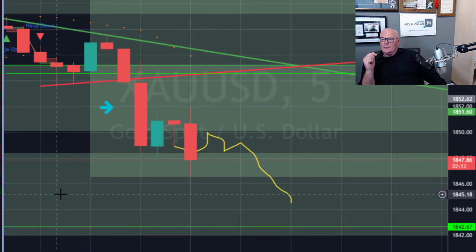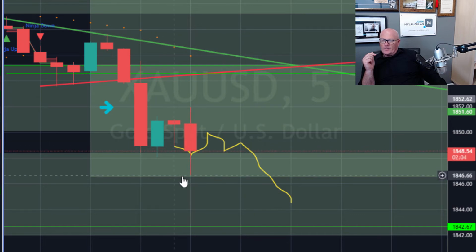And again, that move was so quick. It actually went to 12 pips. So this area is 12 pips of profit, but I'm still in my trade.